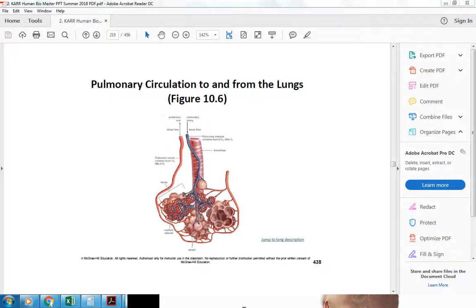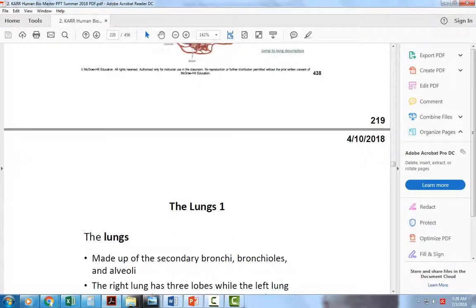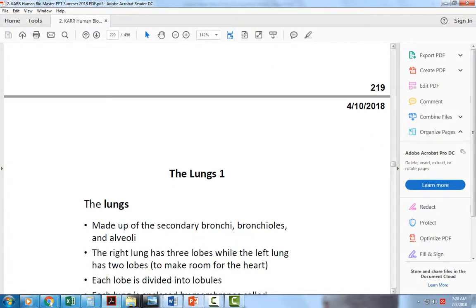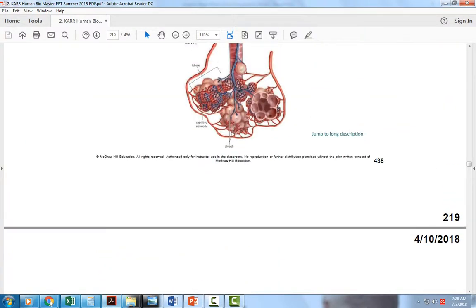We finished up our last lecture video talking about the alveoli, which are the structures within the lungs where gas exchange takes place. So if we look at the lungs.